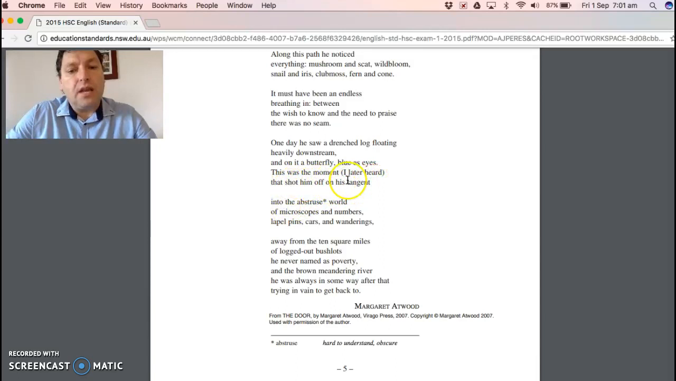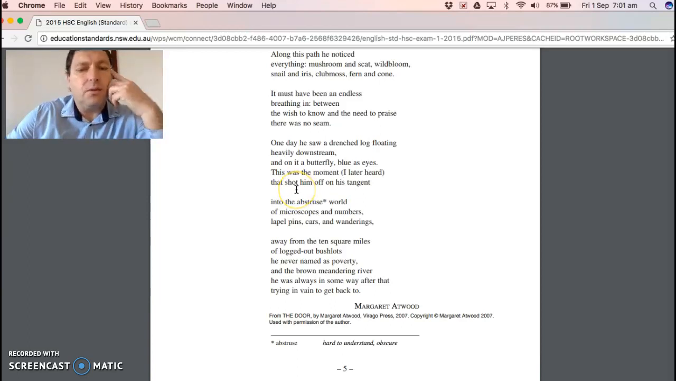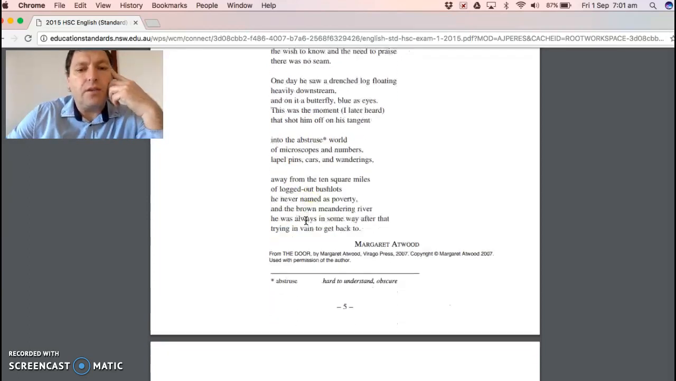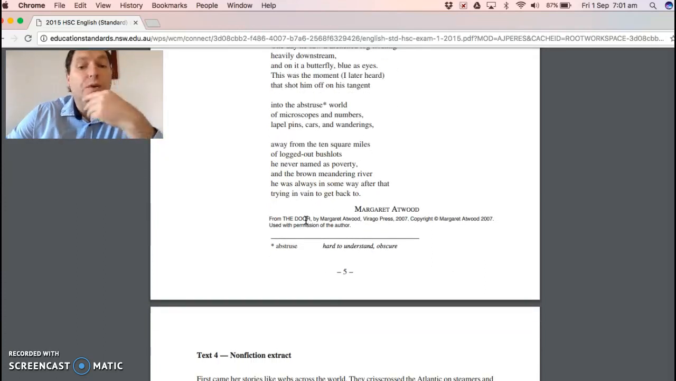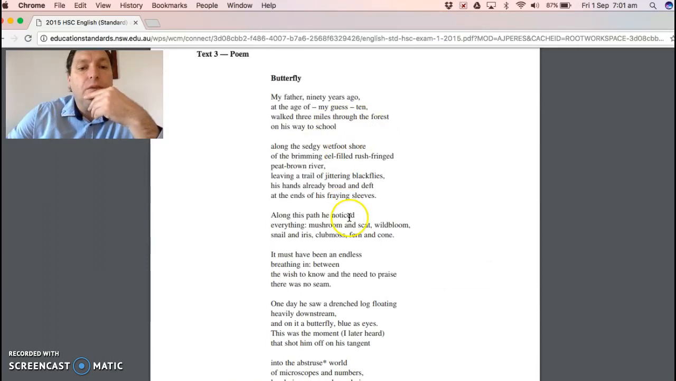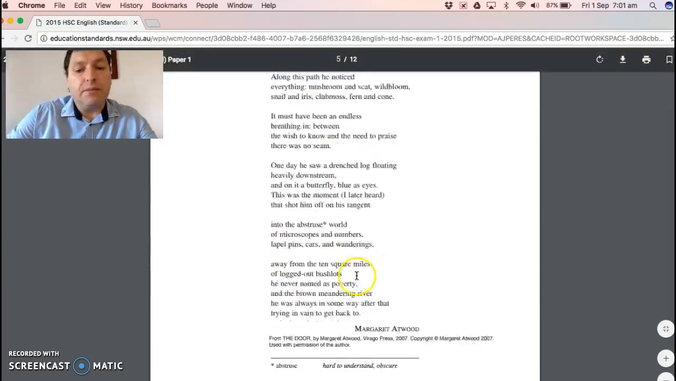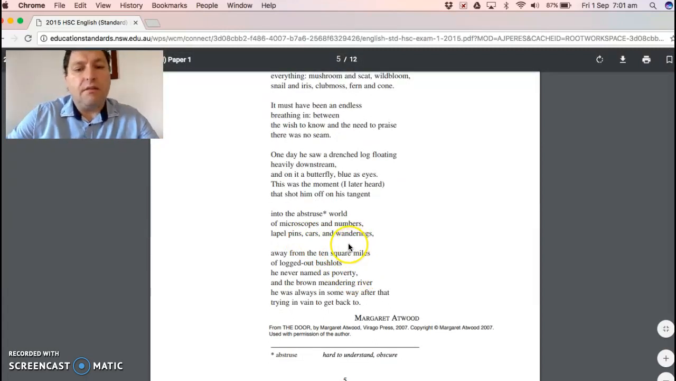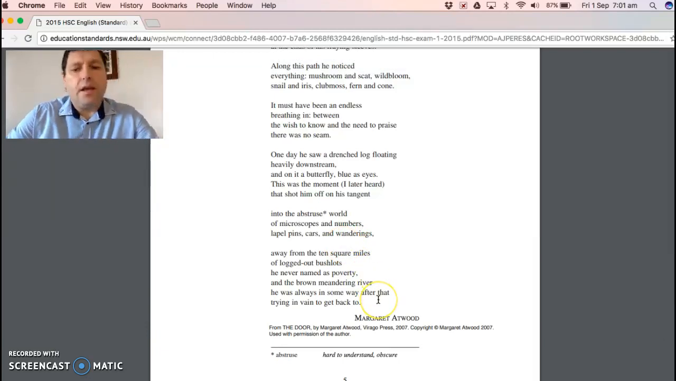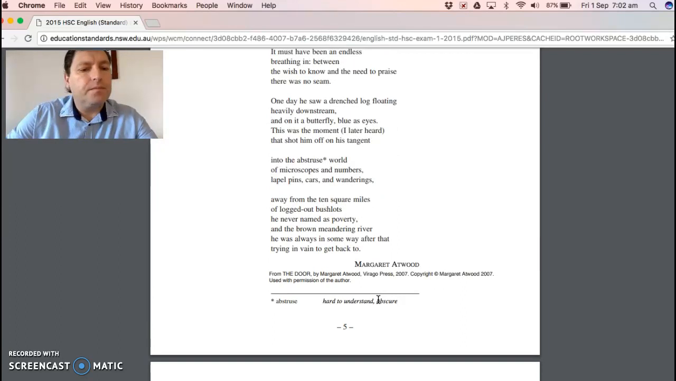So the use of this word tangent, the use of the mathematical word, and shot him, the use of an effective word of movement, of quick fire. And so you might use that as a description or pull it out into the abstruse world of microscopes, numbers, lapels, pins, cars, and wanderings away from the 10 square miles of logged out bush lots. You might talk about the enjambment here, repeating from the enjambment there. So the list where things get bigger and bigger and bigger, the enjambment here goes into the idea of how things become more processed and more involved and more exacting. And so it's quite an interesting little poem in that sense.